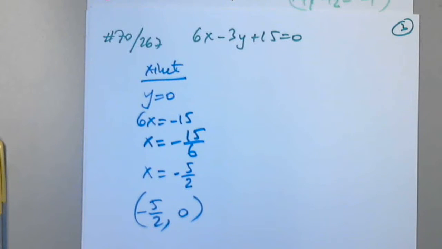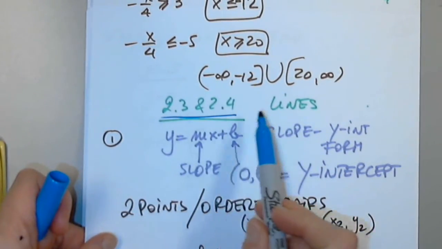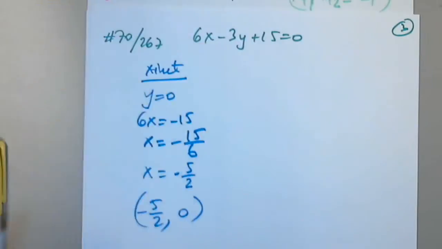Is this okay, everyone? Stop me if you have questions, please. What section is this? 2.3. Yes. So we are in 2.3 and 2.4, all about lines.